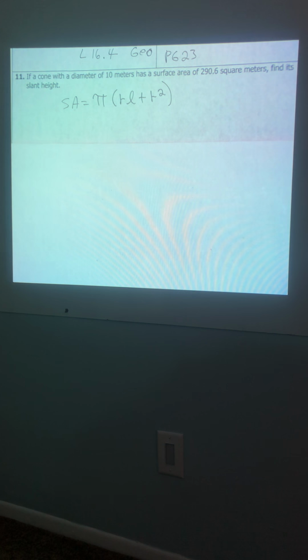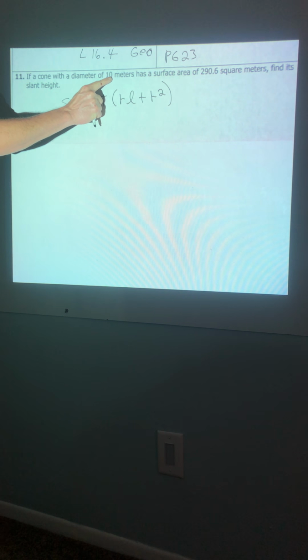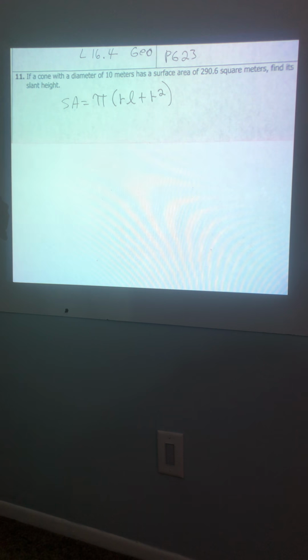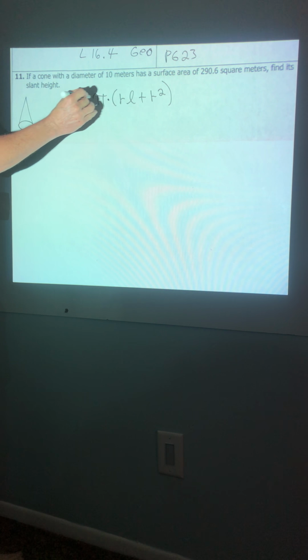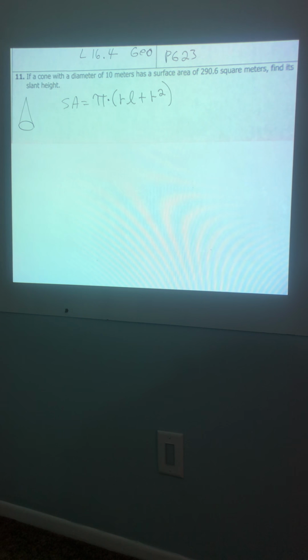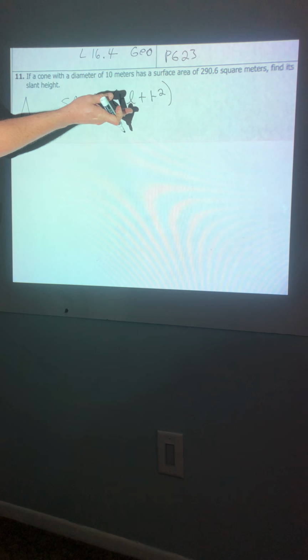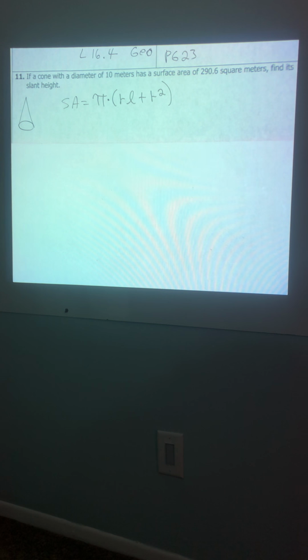We're on page 23. It says, if a cone with a diameter of 10 meters has a surface area of 290.6 square meters, find its slant height. Well, here, I'm going to draw you my cone the best that I can. Alright, in the last video, I was showing you a trick with the surface area of a cone, and I had factored out that pi. This is a great example where you want to use this formula. You might just want to update it and put it like this. It's going to make your life so much easier.